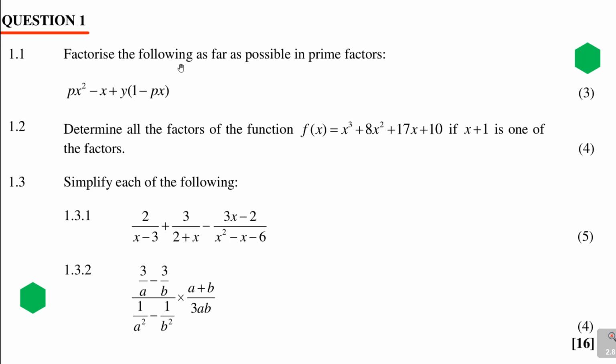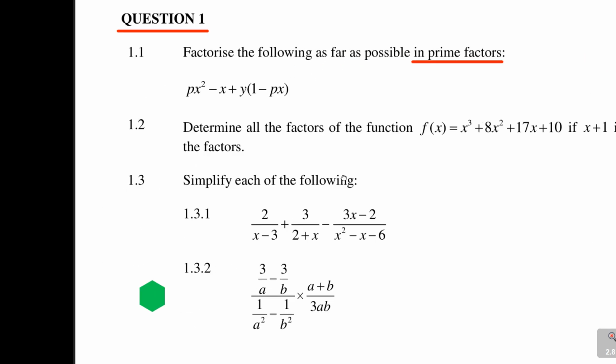Question 1.1, factorize the following as far as possible in prime factors. The keyword there, prime factors. All right, let's go to these 3 marks. So what do you have? You are given here px squared minus x and plus y, and then it's 1 minus px.